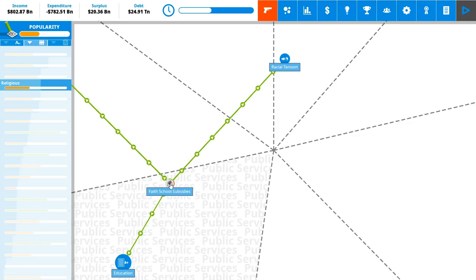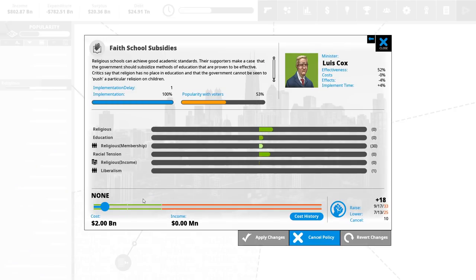Okay, if we need to do something to keep the religious from being too annoyed at us, giving some subsidies to faith schools is not gonna be the most controversial thing in the world. It's pretty cheap. It's just gonna keep them sweet. Then again, it's gonna increase the membership size of the religious faction, which I don't want because I'm not really sure they like me that much.